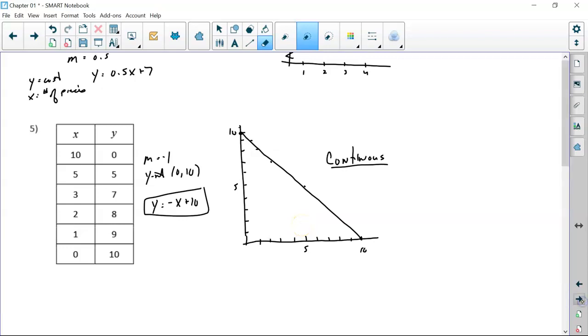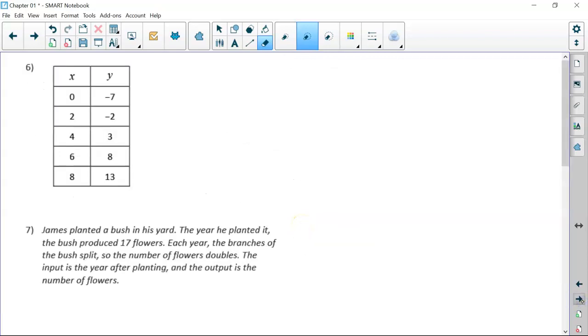On the next page, once again, no context. This is a continuous graph. I'm not going to graph it, but I will come up with the equation. Now, unlike the last problem, the points aren't working out as nicely. Now, we can just pick any 2 points. I'm going to pick 0, -7, 2, -2. And between those 2 points, I can find the slope.